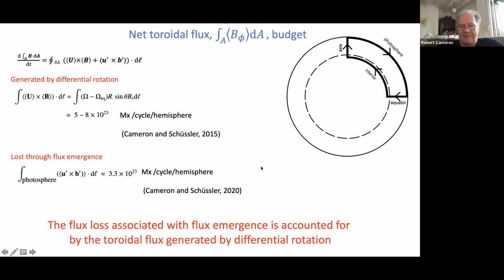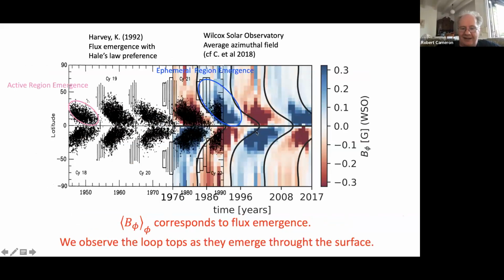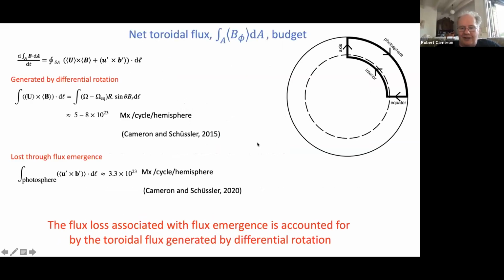I'm going to go back in time for a little bit and discuss work from 2015 and 2020 and look at the net toroidal flux for each hemisphere. The motivation for looking at the net toroidal flux is actually the observations. During maxima, all the flux in the northern hemisphere is basically red, all the flux in the southern hemisphere is blue. This is the toroidal flux emerging from the surface. This at least motivates me to look at the net toroidal flux through each hemisphere.